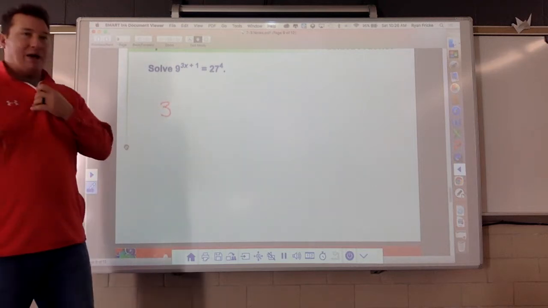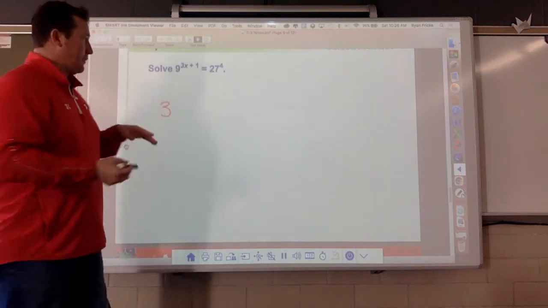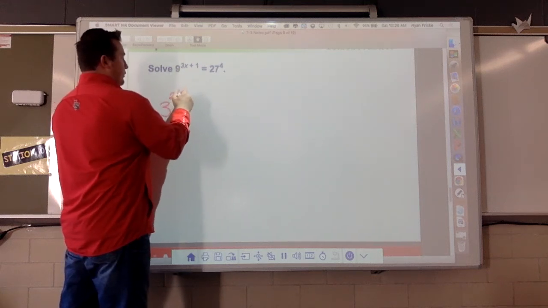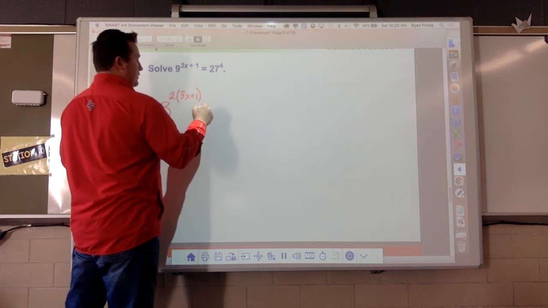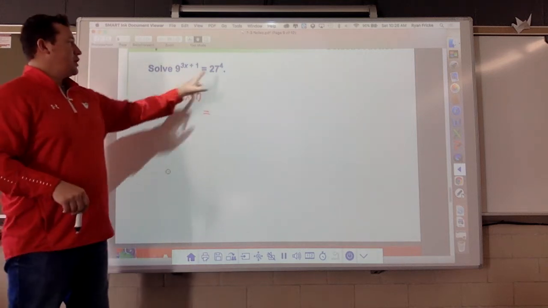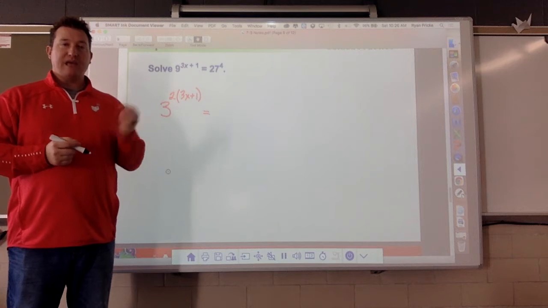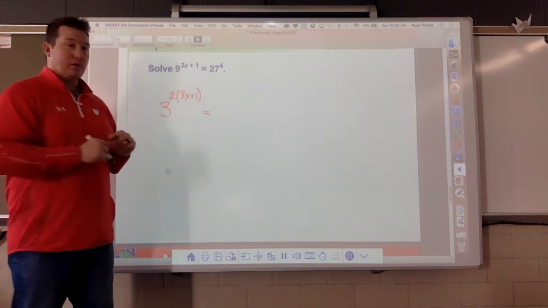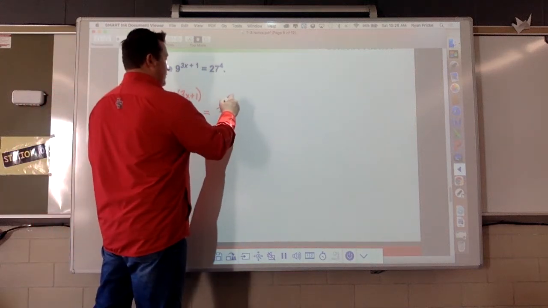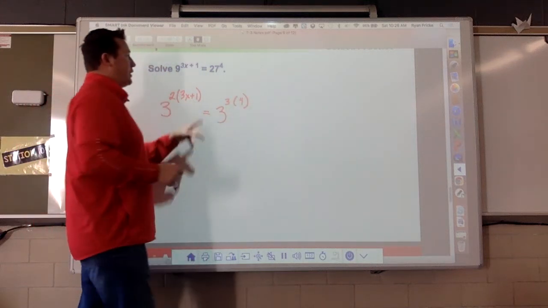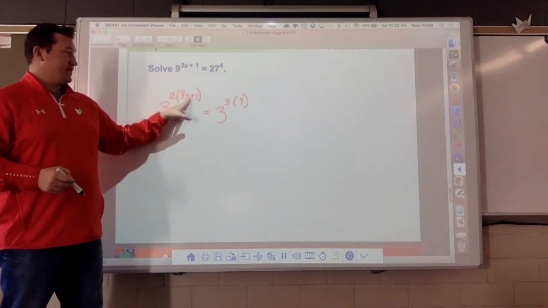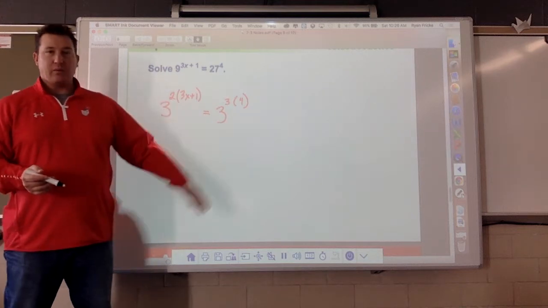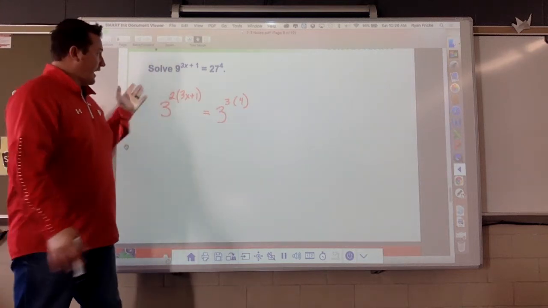All right, so I need to write 9 with a base of 3. So 3 to what power is 9? Second power, okay? Do not forget the 3x plus 1 part. Okay? We need to write 27 with a base of 3 to some power. So 3 to the third power is 27. Again, whatever is in the exponent, guys, I just put in parentheses, okay, because we're going to have to multiply it.